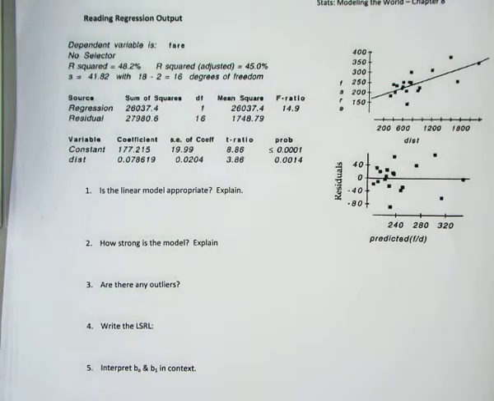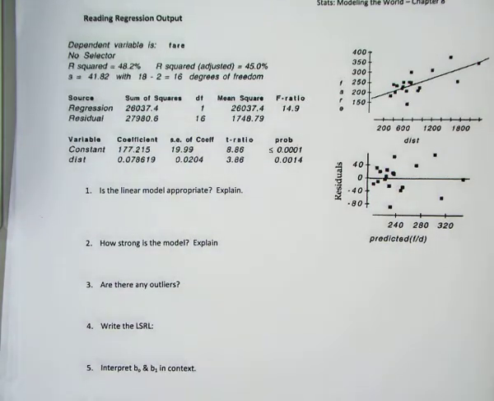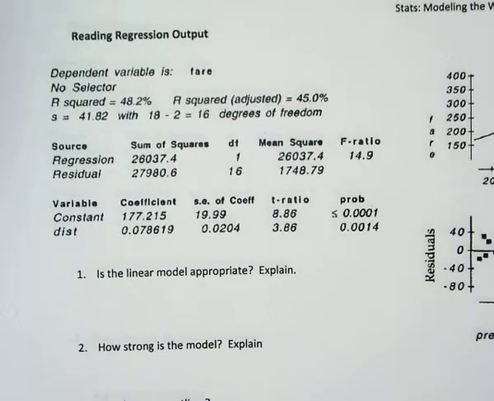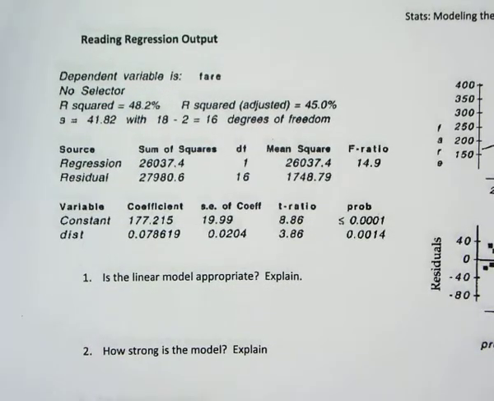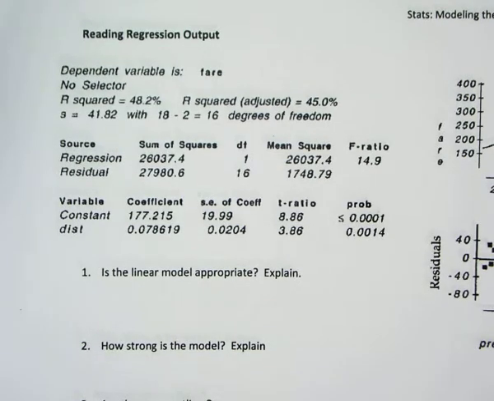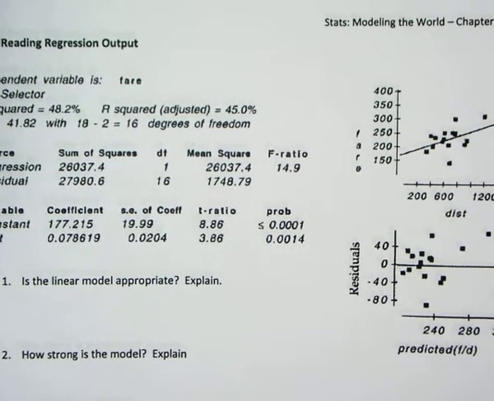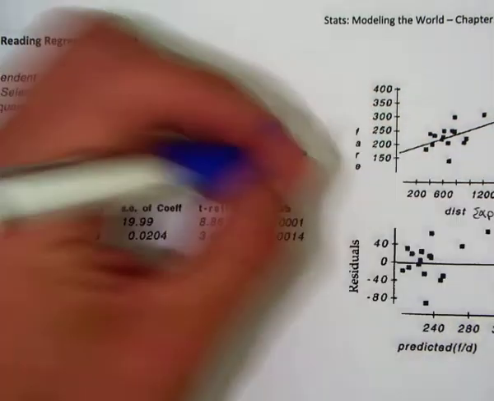Okay, so what we're looking at right now is linear regression output. We have a scatter plot, a residual plot, and the regression output itself. I want to go over some key pieces of this. The first thing, on top, tells you what the dependent variable is. It's fare, so that is going to be our response variable. The explanatory variable is distance. So that's explanatory, and that's response.